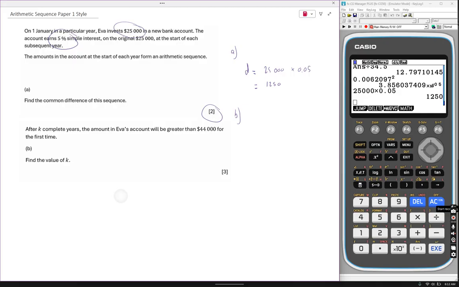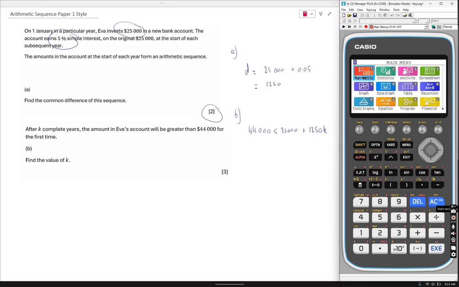Well, we're going to have 44,000 is less than 25,000, which was the original amount, plus 1,250, which is the amount that she's earning per year, and we're going to multiply that by K because we're not sure how many years it's going to take. So 44,000 is less than 25,000 plus 1,250 times K.